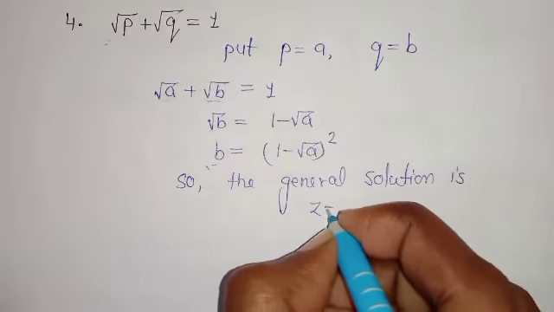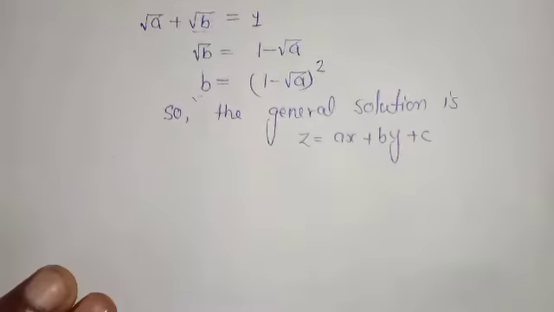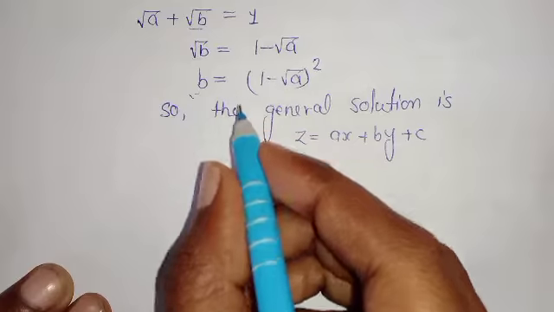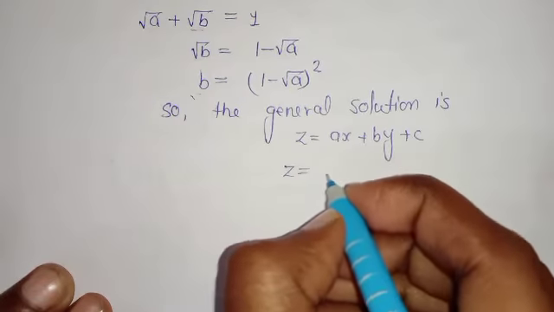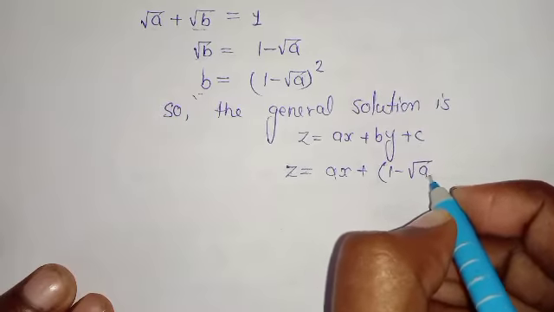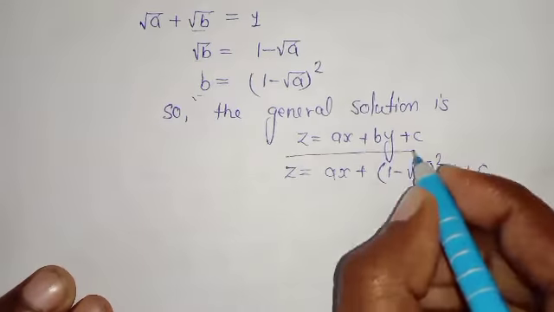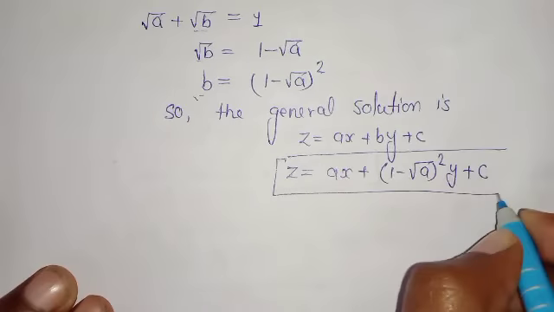Z is equal to AX plus BY plus C. This is the solution, and if we put the value of B, then this becomes Z is equal to AX plus 1 minus root A whole square into Y plus C. So this is the general solution for this equation.